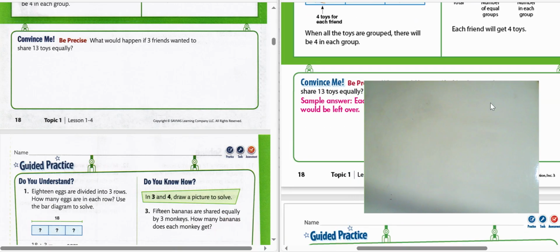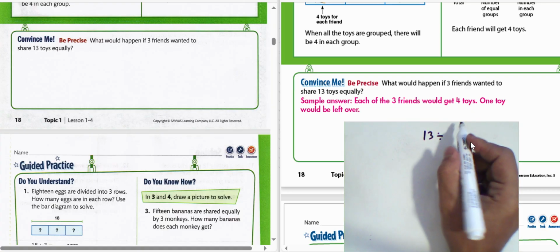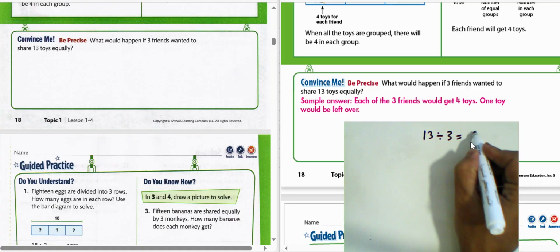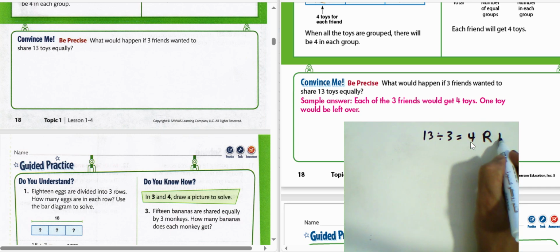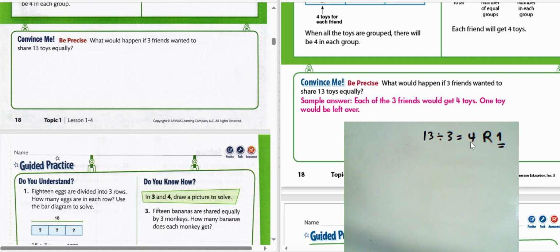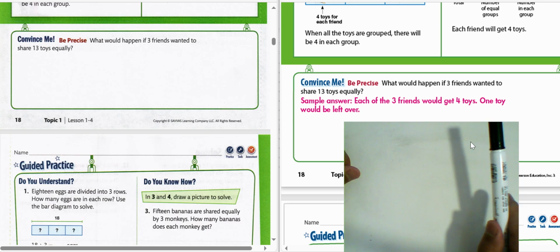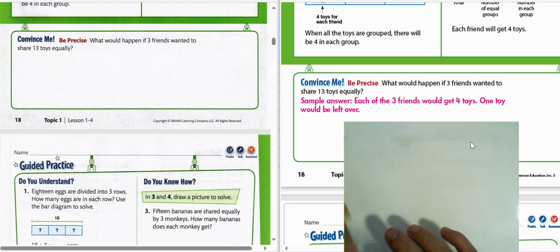Okay, in this example, when we write 13 divided by 3, the answer will be 4 and the remainder 1. The simple answer here: each of the 3 friends would get 4 toys, and 1 toy would be left over. You can write the steps here. Next question.